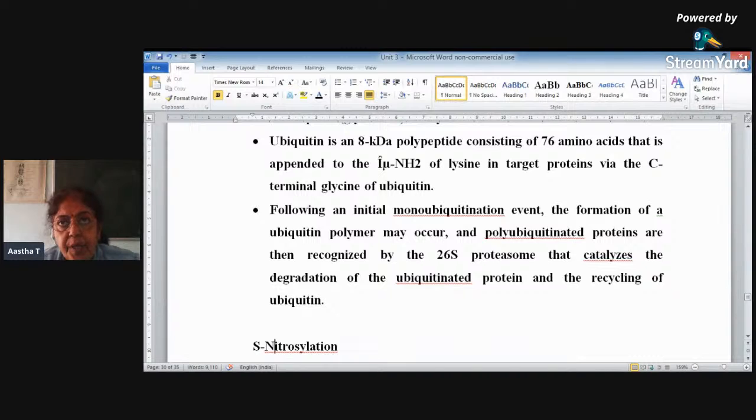So ubiquitin will attach to the protein. In this form it will be taken to the target region.